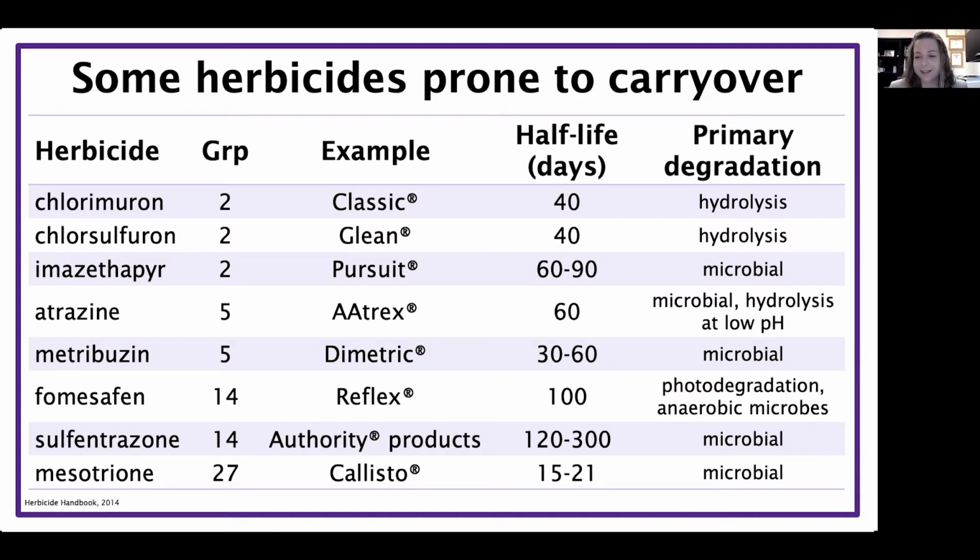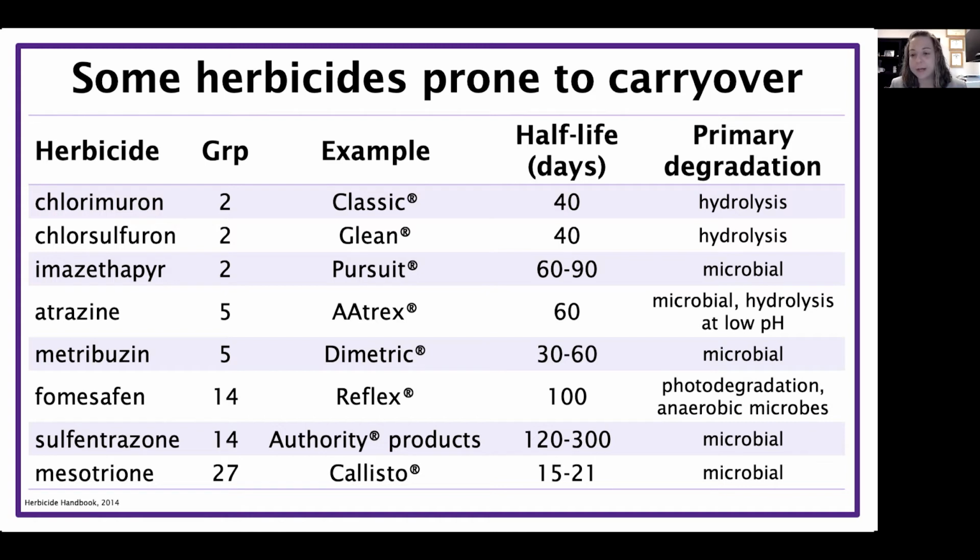Oddly enough, one of the primary mechanisms of degradation listed for Reflex is photodegradation. So there's an example of one of those rare instances where microbial activity is not one of the main mechanisms of degradation. However, the research suggests that microbial degradation is the primary mechanism for sulfentrazone and also for Callisto. Callisto has a really short half-life in the soil, but it is primarily broken down by microorganisms.